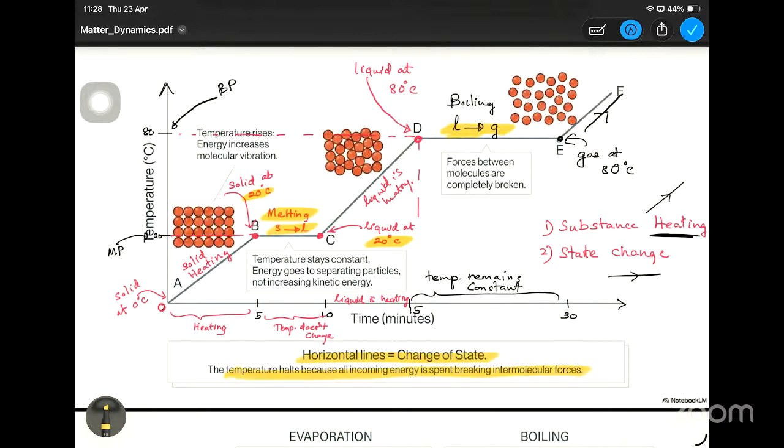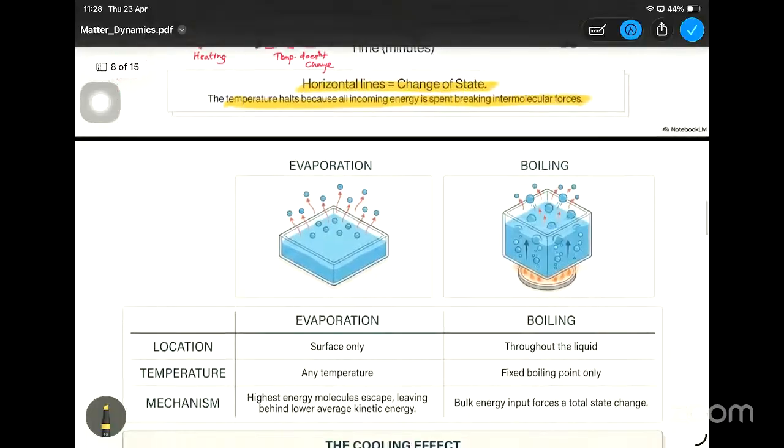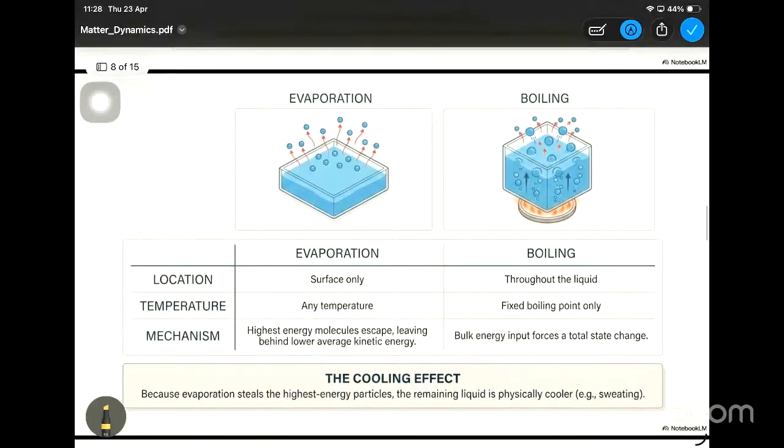There can be some tricky questions, right? There were so many questions. Please go through the past paper question tutorials, okay? Then you need to know the difference between evaporation and boiling, right? So just remember the diagrams, then it will be easier for you to remember.